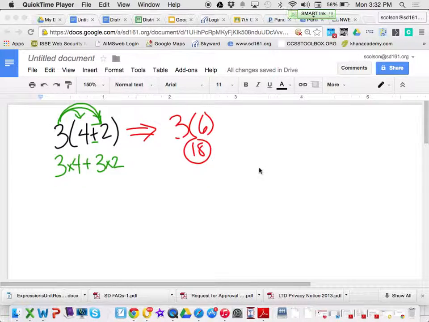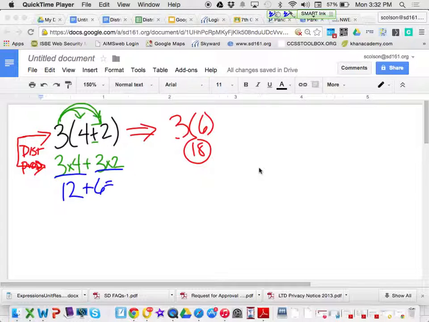This is using the distributive property, getting from this spot here to this spot here. This is the distributive property. Getting rid of those parentheses, which we're going to find out really helps us a lot once we get into some algebra. So pretty easily, 3 times 4 is 12. Bring down your sign. 3 times 2 is 6. And we get 12 plus 6 equals 18, which is exactly what we got here. Okay, so that is essentially the distributive property.